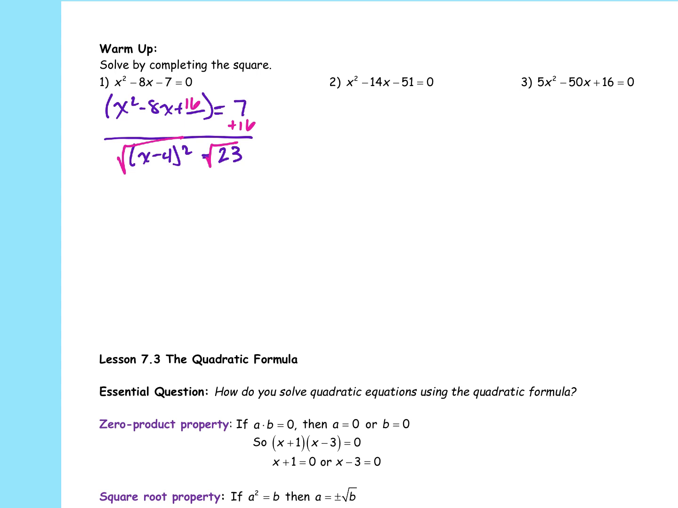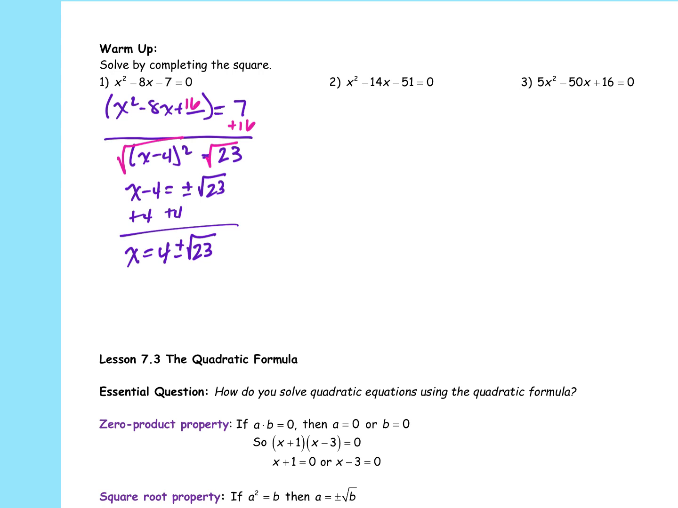And I get x minus 4 equals plus or minus the square root of 23. And add 4 to both sides, and I get x equals 4 plus or minus the square root of 23. Okay, questions? Is that okay?